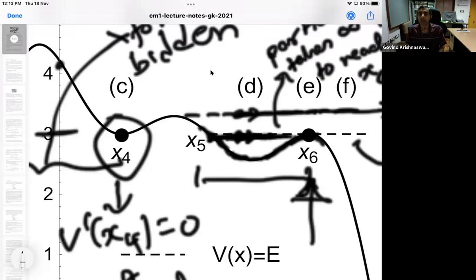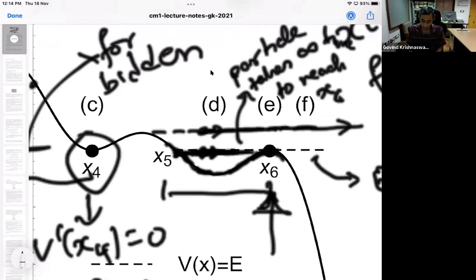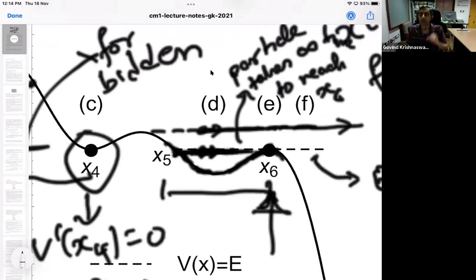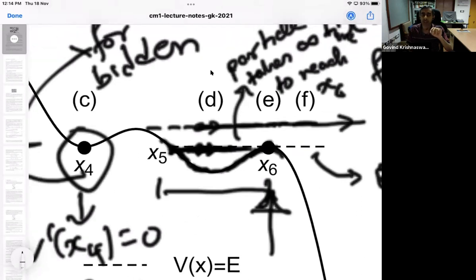Another approach is to think in terms of the uniqueness of solutions of Newton's second law equation of motion. The claim is that if you have specified initial conditions, x of 0 and x dot of 0, then the solution is unique. Now let us look at what happens here. Suppose you start at x6 as the initial location with initial speed 0. Then there is only one trajectory, and that is to remain at x6 for all times.